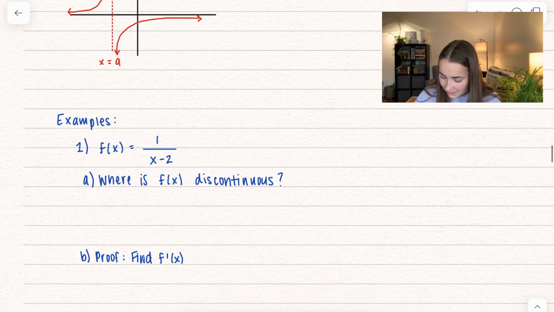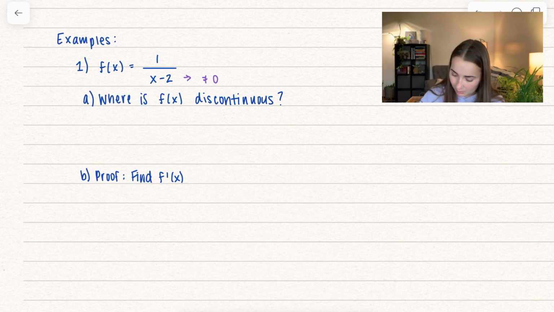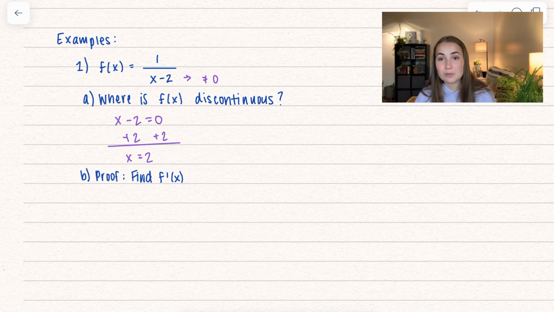First, we have f of x equals 1 over x minus 2. So we need to find where f of x is discontinuous. And we're going to do that by looking for illegal values. If I remember, I cannot divide by 0. Therefore, my denominator cannot be equal to 0. So I'm going to find that illegal value by setting the denominator equal to 0. Adding 2 to both sides, I get x is equal to 2, and this is where my function is not going to be continuous.